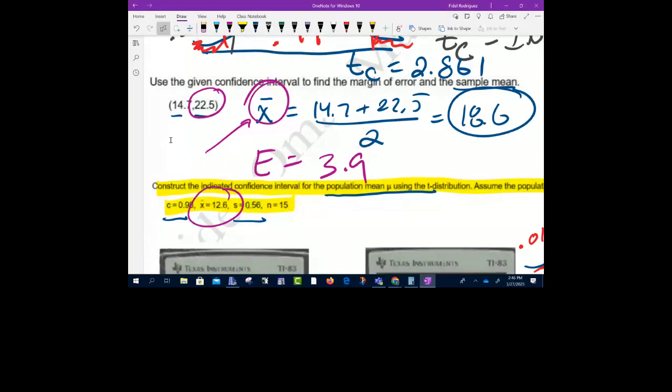What do you guys think? Confidence intervals, pretty easy to understand. Not too difficult, y'all. Not too difficult.